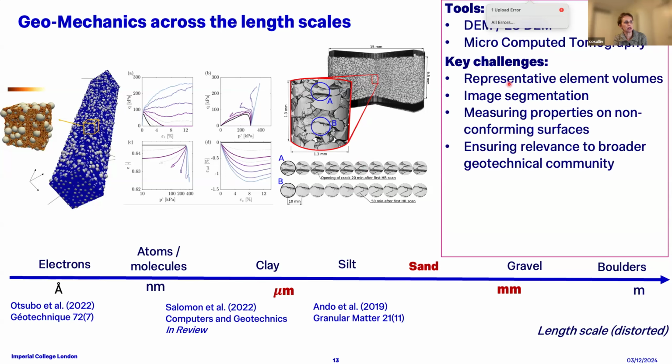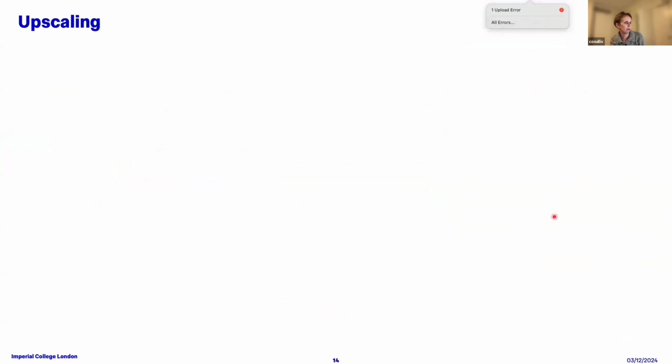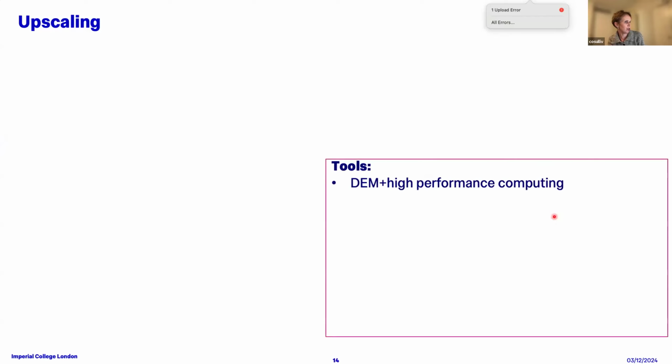So again, we need to know our system's big enough. There's issues around image segmentation, measuring our properties, and making sure that what we do is relevant to the broader community. And I think the key things that we want to do here is support the development of constitutive models, develop new experimental approaches, and extend the data sets we have. I firmly believe that these simulations should never replace experiments, but they can complement them to really advance understanding of soil behavior.